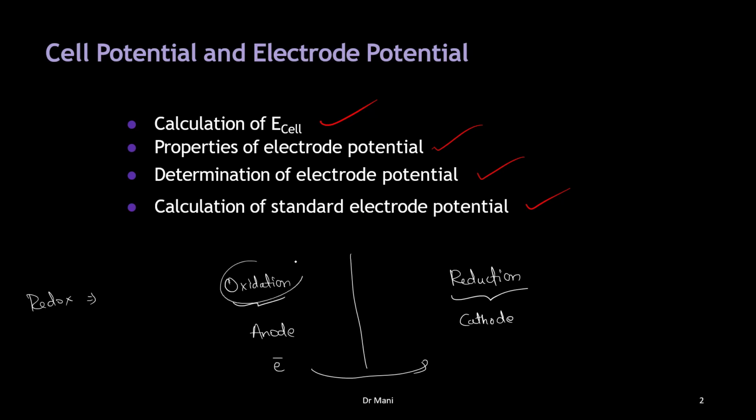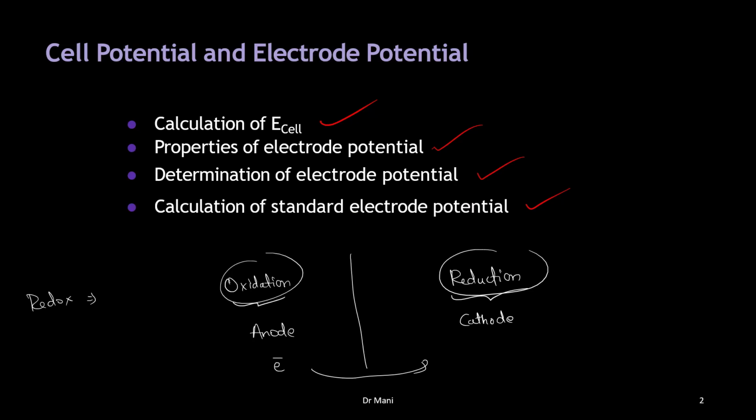So here oxidation is giving out the electrons. During the reduction, whatever electrons are released, they are taken by the reduction. You understood this? Yes, sir. So this flow of electrons from anode to cathode, that is what the electricity is producing, the potential it is producing. Yes or no?